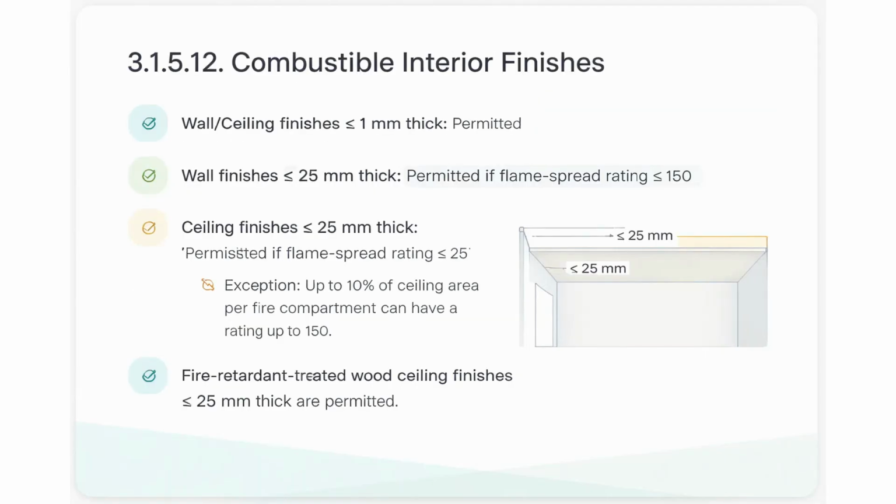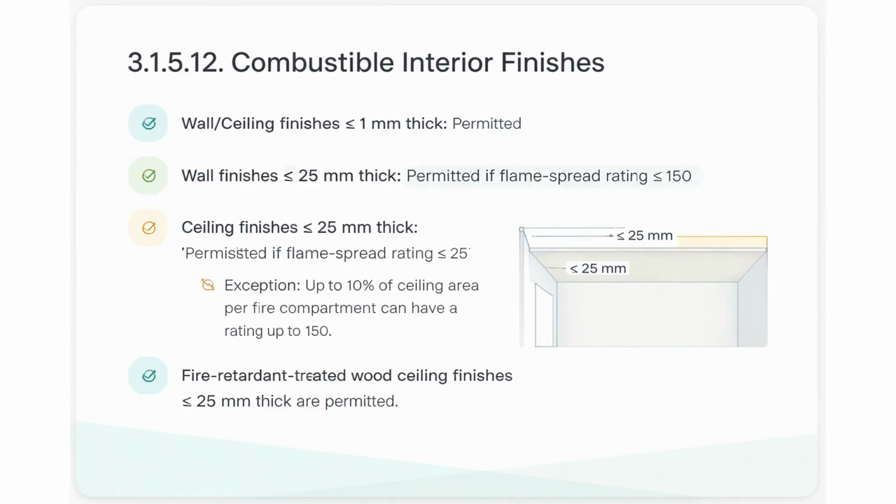Combustible interior finishes that are paper thin, specifically 1 millimeter or less, are generally permitted. For thicker wall finishes up to 25 millimeters, they must have a flame spread rating of 150 or less. Ceilings are stricter because fire spreads rapidly across them. Ceiling finishes must have a flame spread rating of 25 or less, though the code does allow up to 10% of a room's ceiling to have a rating up to 150, which is useful for decorative accents.